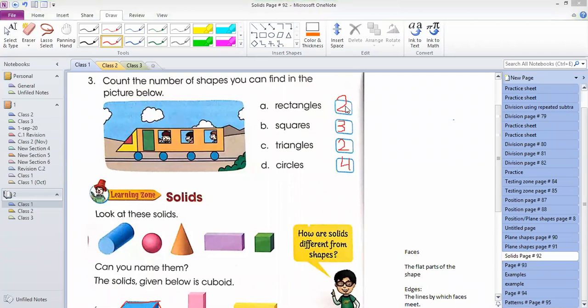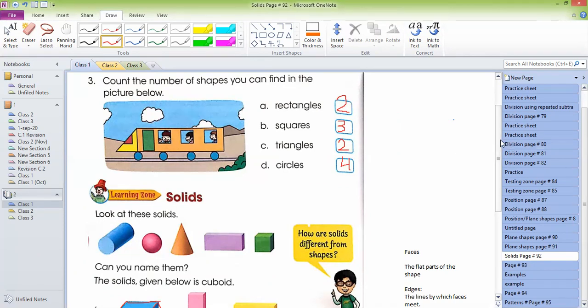Like in 2D shapes, we have studied about corners. What was the corner? Where one line meets another line. So the same point where one line meets another line, this was a corner in 2D shapes. In 3D shapes, the vertices is where two or more edges meet.